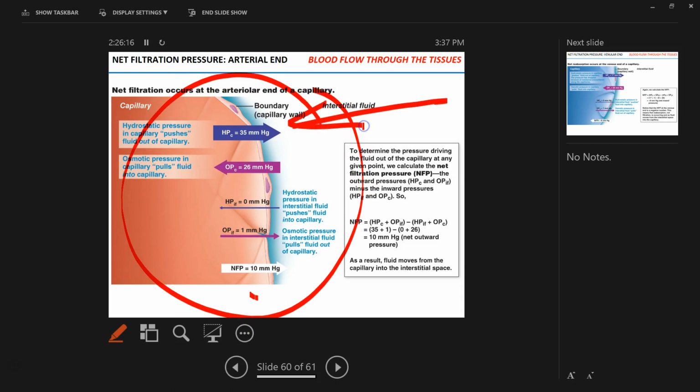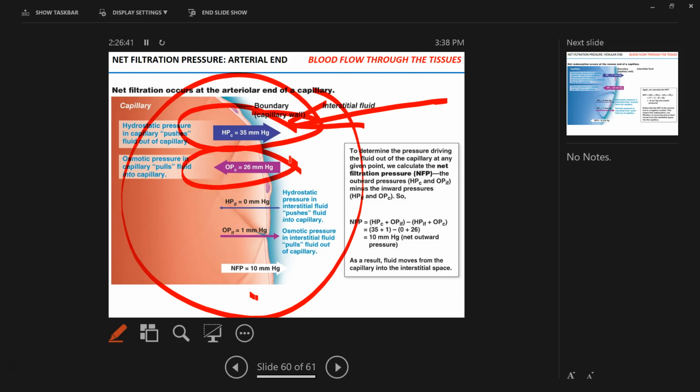So this is hydrostatic pressure, pretty much a blood pressure. Where does the fluid go? For this tissue, for this pressure, where does it push it? Into the tissue. The thick blue arrow. Can you see that? This one. So 35 millimeters.